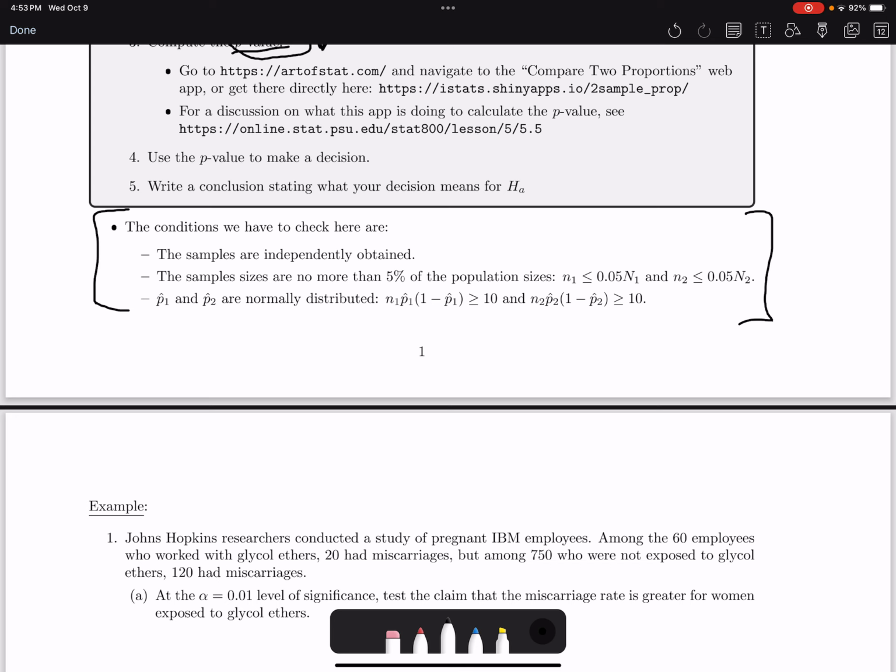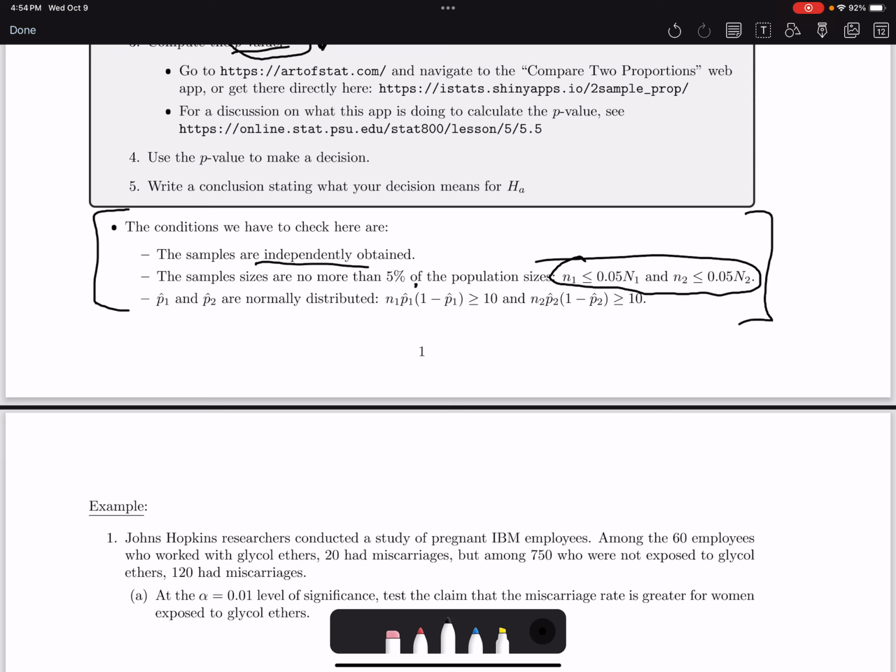So in this case, the conditions are the samples have to be independently obtained. We'll talk a little bit more about what that means in the next section. The sample sizes have to be no more than 5% of the population sizes. This is really a check for independence, okay? So each of our sample sizes has to be less than 5% of its population size. That's a difficult condition to check because most of the time the population size is not given to you. But you could do some educated guessing and kind of figure that out. Again, this is not going to be a heavy emphasis in this course.